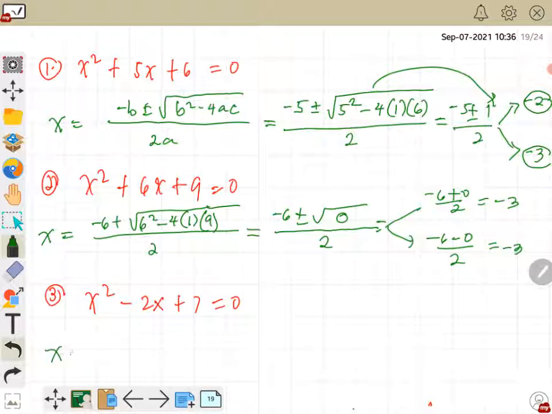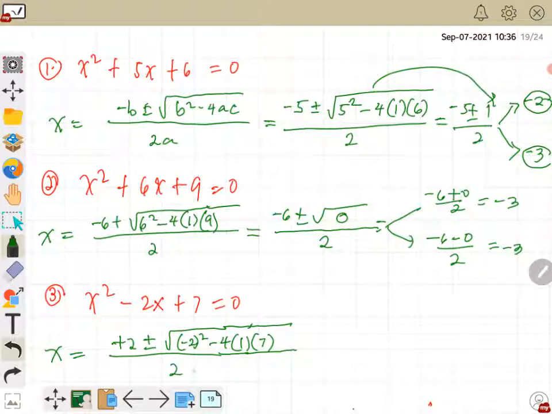For number 3, the b is negative 2. In our formula, that is negative b, so this becomes positive 2 already. Plus minus the square root of b, which is negative 2 square, minus 4a, where a is 1 and c is 7, all over 2a, and since a is 1, 2 times 1 is 2.